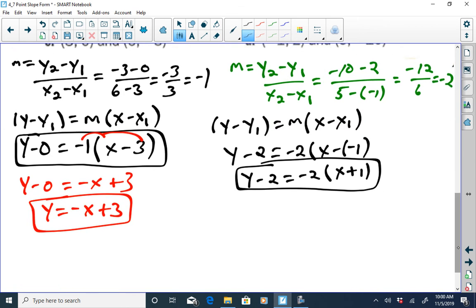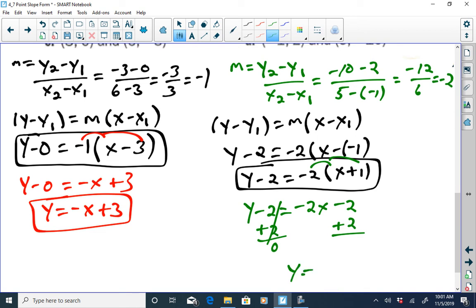I want to write that now in slope-intercept form, so I'm going to have to distribute. So we get y minus 2 equal to negative 2x minus 2. And we solve that equation for y, so I'm going to add 2 to both sides. Negative 2 plus 2 is going to be 0. We're left with y equal to negative 2x. So it looks like my equation should be y equals negative 2 times x in slope-intercept form.